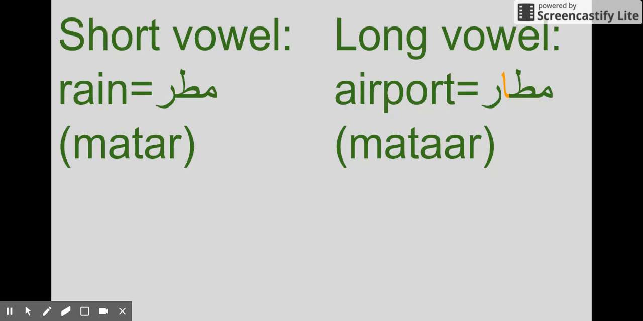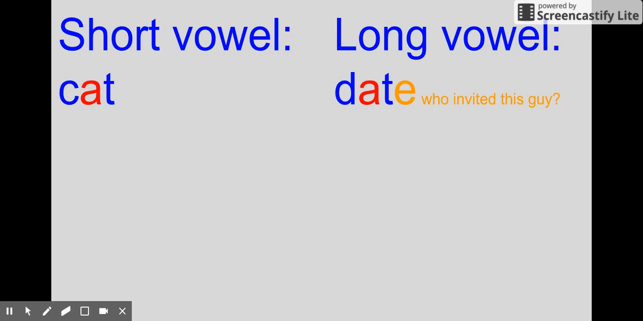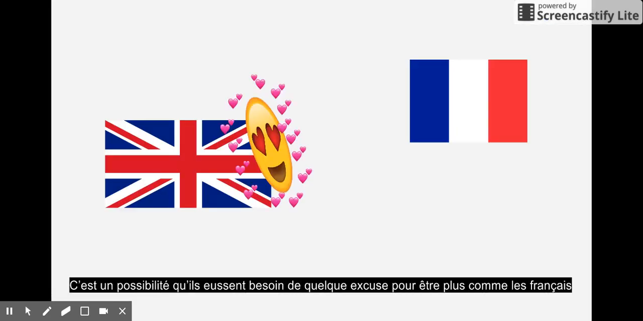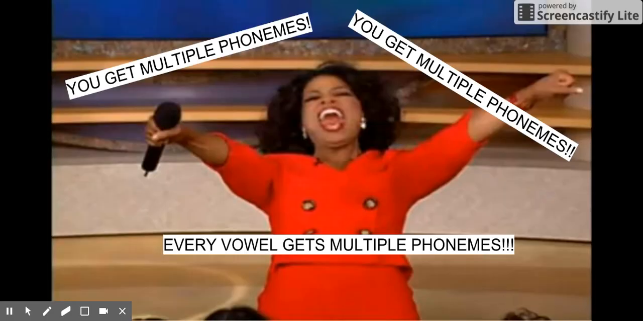No, not like Arabic has where the vowels are literally long or short. This is some English BS where a long vowel is said like its own name and a short vowel is said some other way. There's a possibility they needed some excuse to be more like the French, as was a common desire among the English elite for a very long time, so they gave the vowels multiple sounds to represent and used the silent E to distinguish.